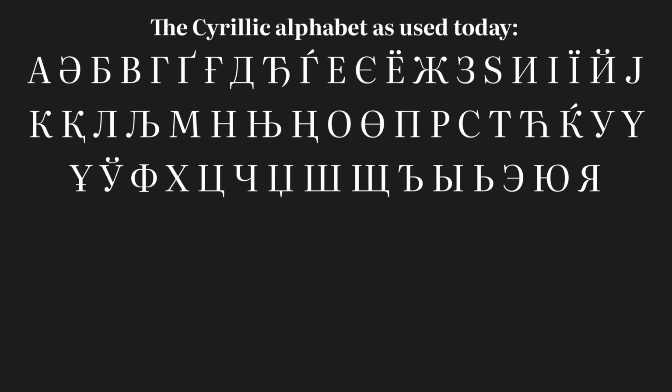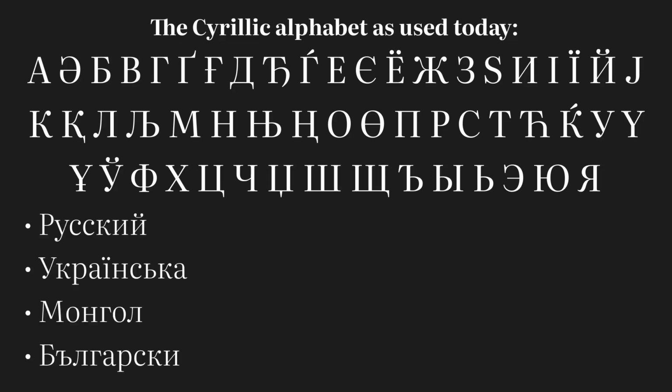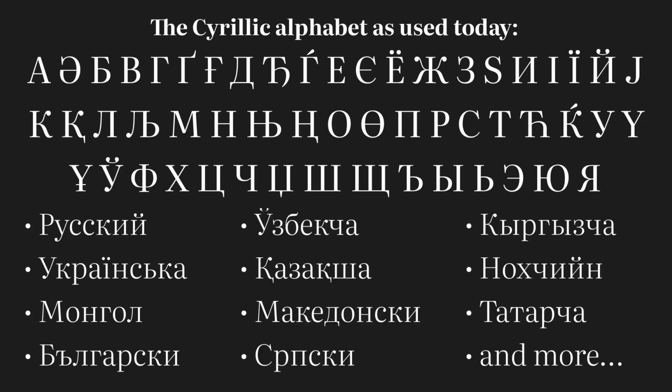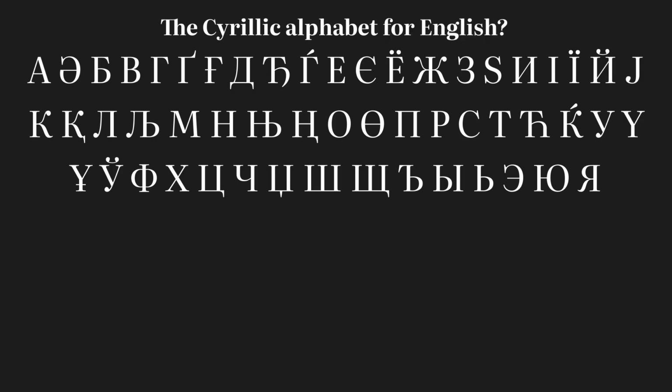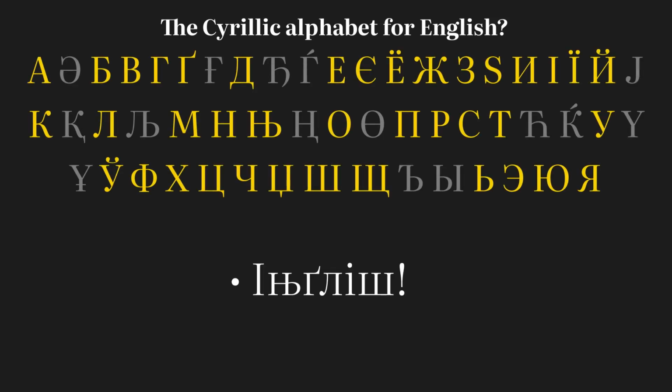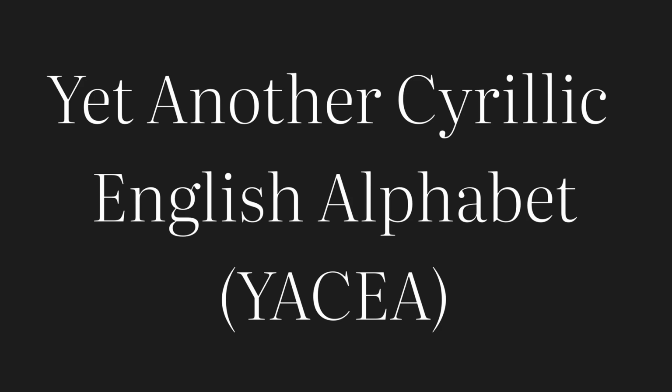The Cyrillic alphabetic writing system is used to write Russian, Ukrainian, Mongolian, Belarusian, and a whole lot of other languages as well. But did you know that Cyrillic can also be used to write English phonetically? Yes, it's true. To be fair though, many others have also tried writing English with Cyrillic, so I'm just gonna call this yet another Cyrillic English alphabet, or YACEA for short.